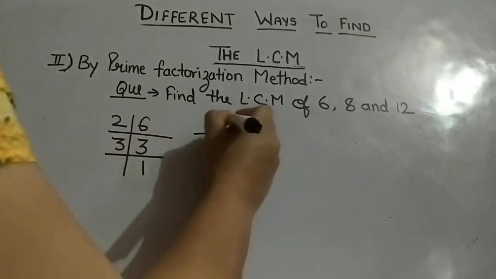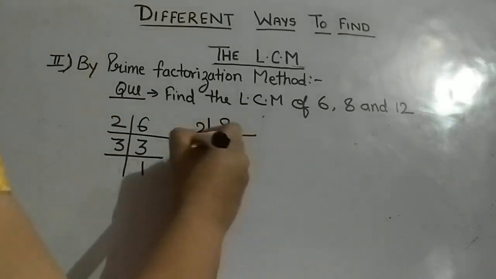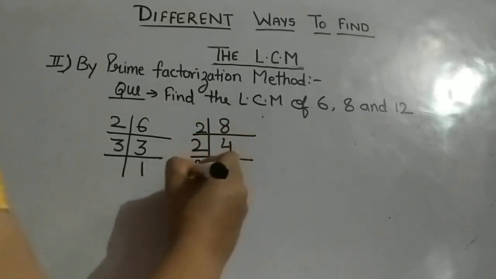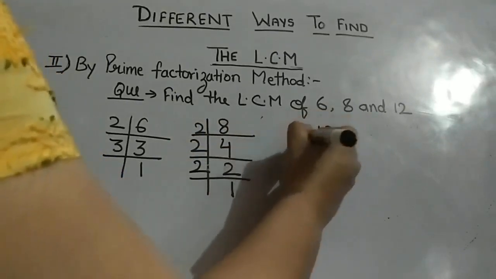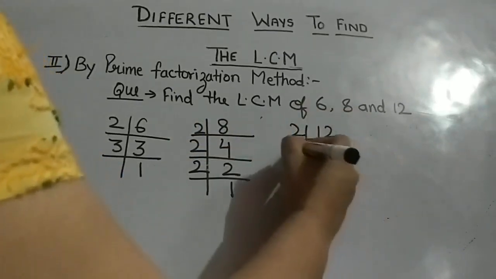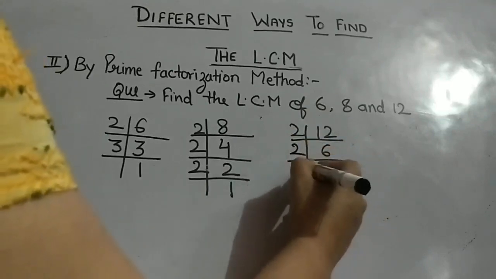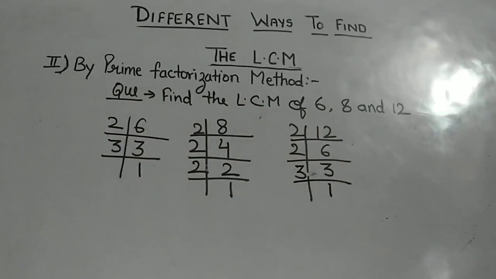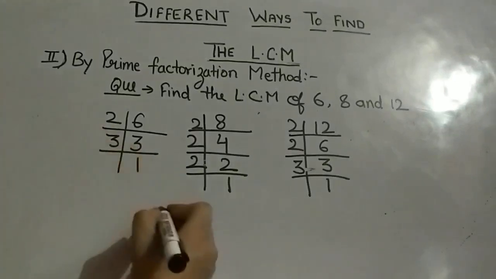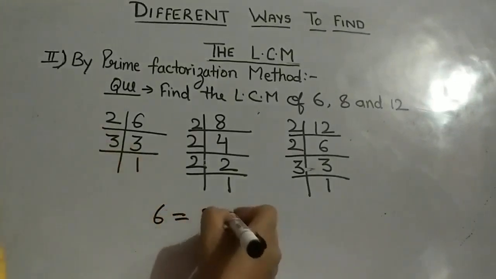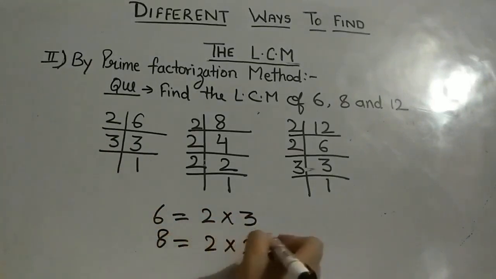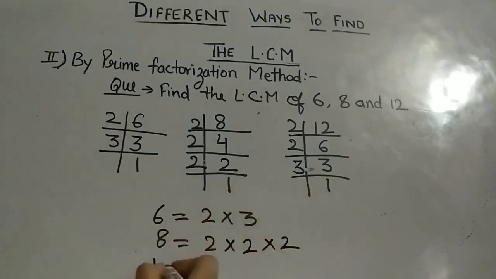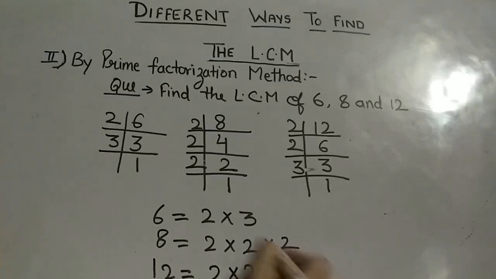Prime factorization of 8. 2 fours are 8, 2 twos are 4 and 2 ones are 2. Prime factorization of 12. 2 sixes are 12, 2 threes are 6 and 3 ones are 3. So 6 equals 2 multiplied by 3. 8 equals 2 multiplied by 2 multiplied by 2, and 12 equals 2 multiplied by 2 multiplied by 3.